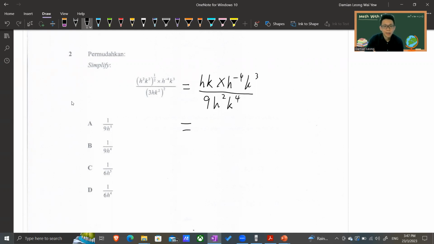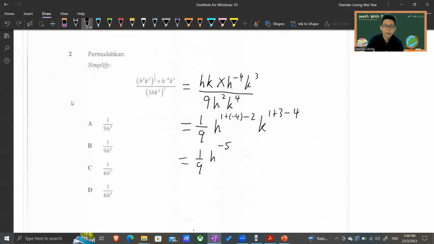So numbers, I have no number on top means it is 1 over 9 below. The h I combine. H means h power 1. It's not power 0, it's power 1. Times power plus -4. Divide power minus 2. Then the k power 1 times power plus 3. Divide power minus 4. So it's 1 over 9. H to the power of 1 minus 4 minus 2, -5. K to the power of 1 plus 3 minus 4 is 0.